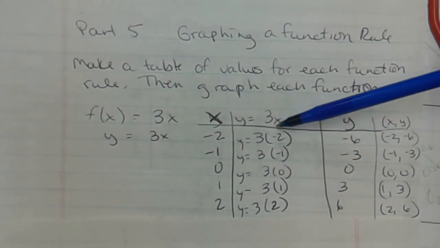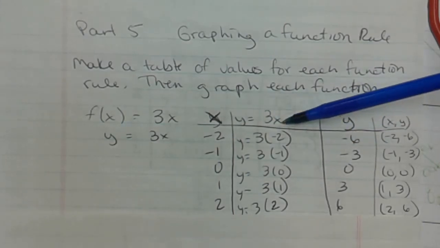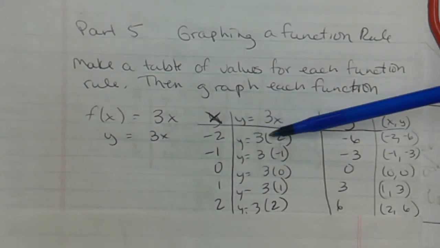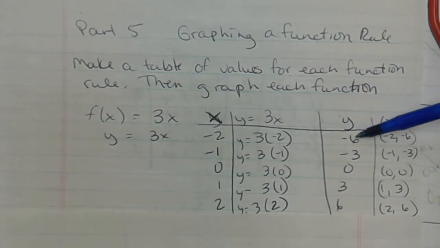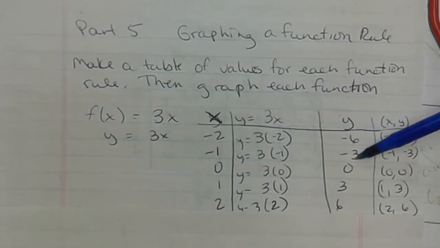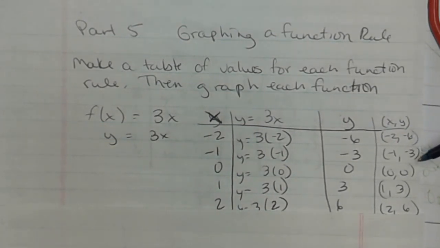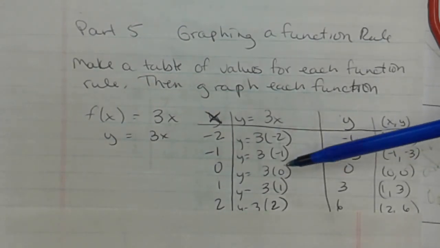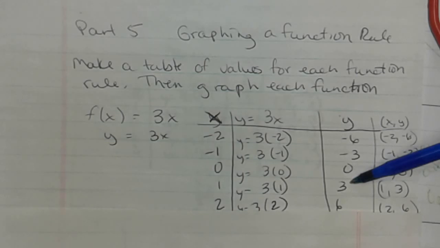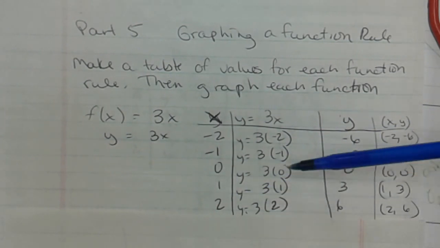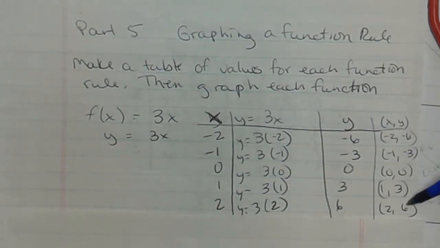The next step is to plug in your x values for x and then find your y's. So 3 times -2 is -6, therefore my ordered pair is -2, -6. -1 times 3 is -3, therefore my ordered pair is -1, -3. 0 times 3 is 0, so my ordered pair is 0, 0. 1 times 3 is 3, so my ordered pair is 1, 3. 2 times 3 is 6, so my ordered pair is 2, 6.